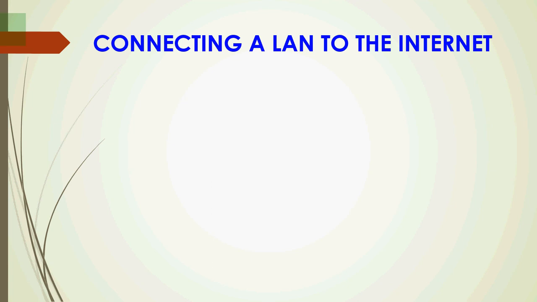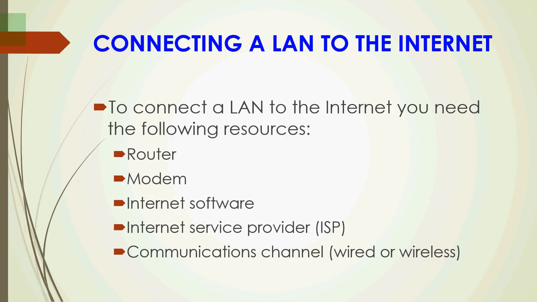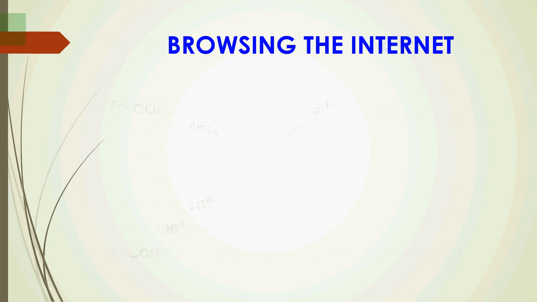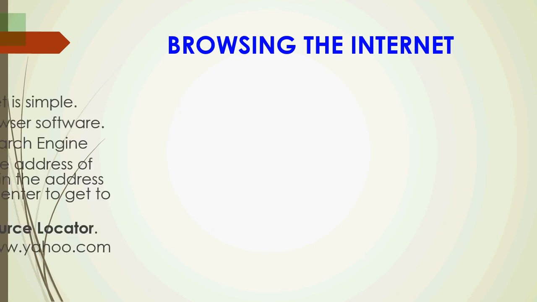LAN, that's a local area network. To connect a LAN to the internet, you need the following resources: router, modem, internet software, internet service provider, also known as ISP, and lastly, a communications channel, which could be either wired or wireless. Now, let's look at browsing the internet.